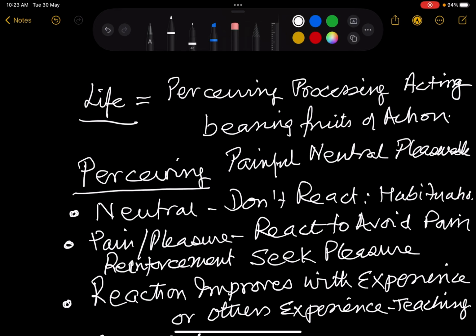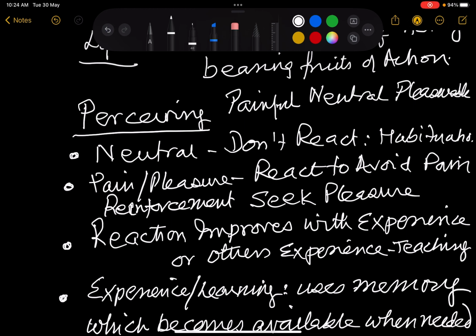What is life? You perceive any change in your environment, you process, find out whether it is painful or pleasurable, and you act to avoid pain or seek pleasure. And finally, whatever you have done, you bear the fruit of that action.